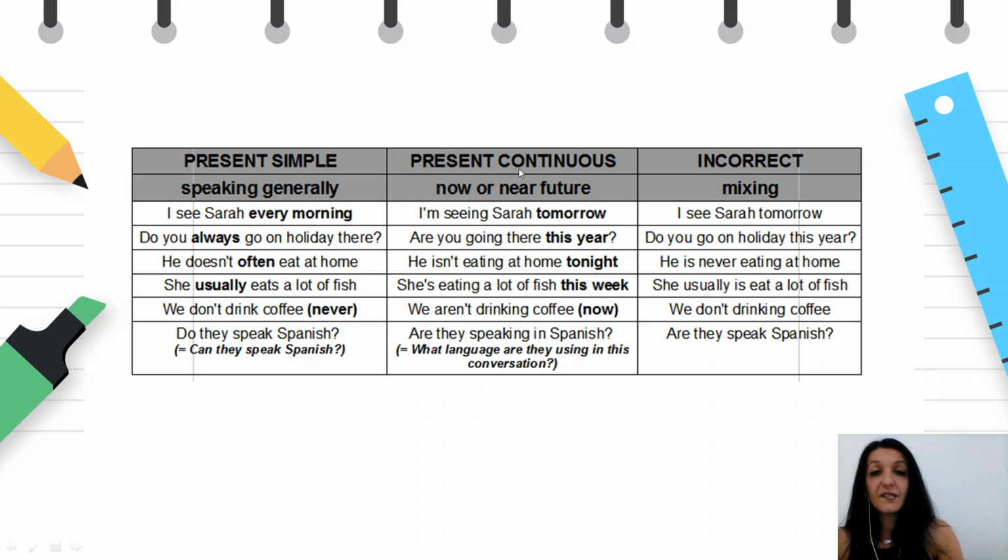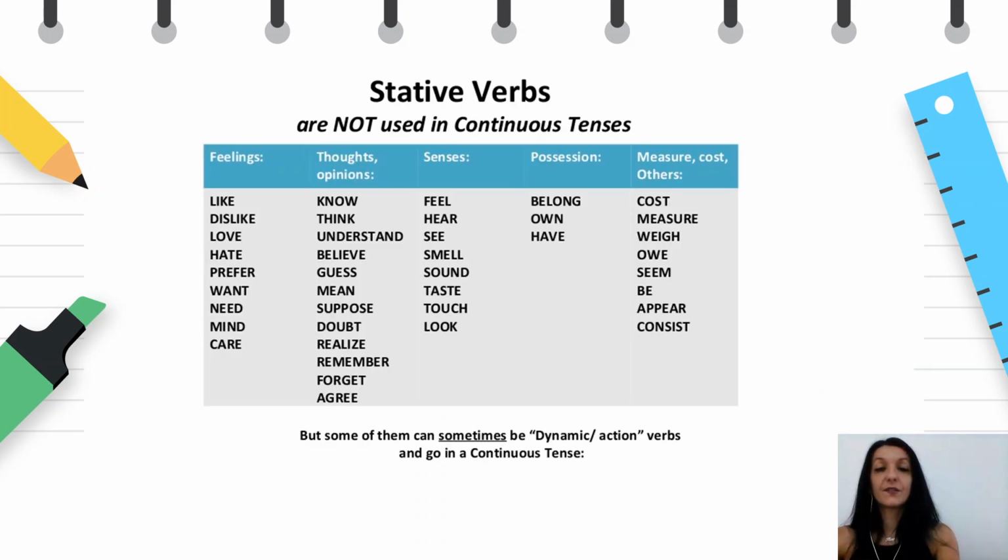When we talk about present continuous tense, we use tomorrow: I'm seeing Sarah tomorrow, this year, tonight, this week, now, at the moment, at the present, etc. But make sure that you don't mix these two tenses. For example, I see Sarah tomorrow. You cannot use the verb in present simple with an adverb that goes with present continuous like tomorrow. Okay, so just take a look at the chart and pay attention to all of the parts.